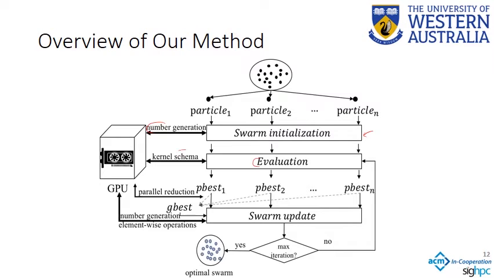We also design a nice schema which allows developers to easily change to another function, and also the finding of the local best. The global best is just a parallel reduction. And finally, the swarm update, we use element-wise operations. We model the problems in this way so that they can be well parallelized on GPUs. And similarly, it also involves some random number generation. So this is the key overview of our method.